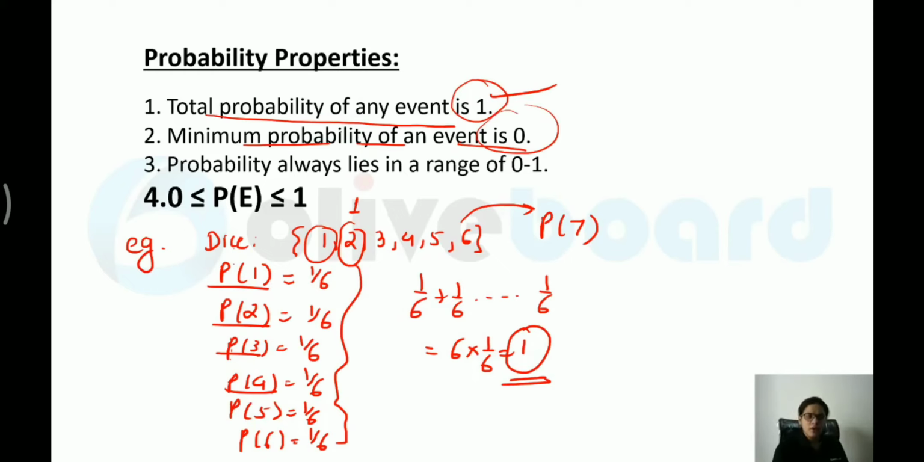This is how the minimum probability is defined. So I can always say probability is always between 0 and 1. More than 1 probability is not possible. So always your probability value lies between 0, when the event is not possible, and 1, when the event is certain. Okay, now what is the probability of 1?